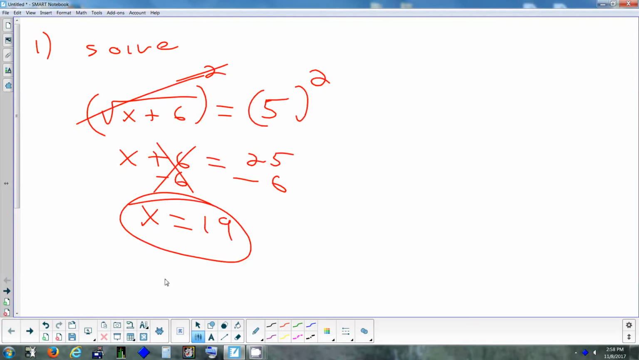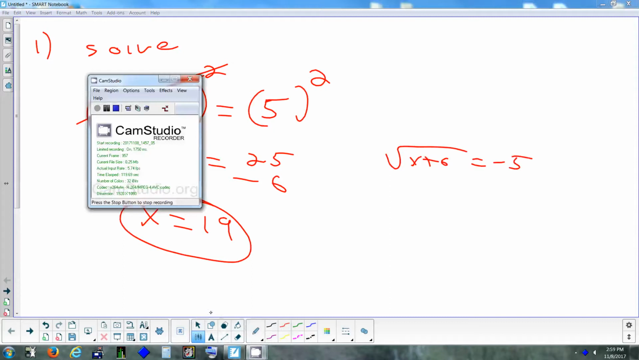It does work. If you plug it back in, you get 19 plus 6 is 25, and the square root of 25 is 5. It would have been extraneous if I just changed one thing to that. Okay? So in that case, when you square both sides, you get the same second step. But the problem is when you plug 19 into that to check it, you would get 5 equals negative 5. So it would not work in this case. So any questions on that? Okay, so that's the first one.